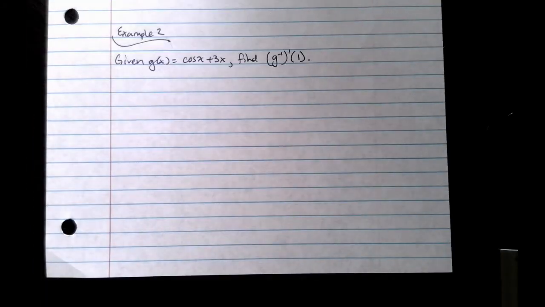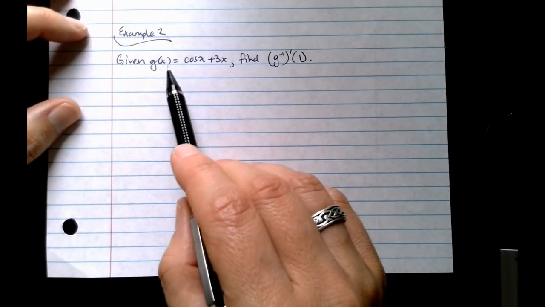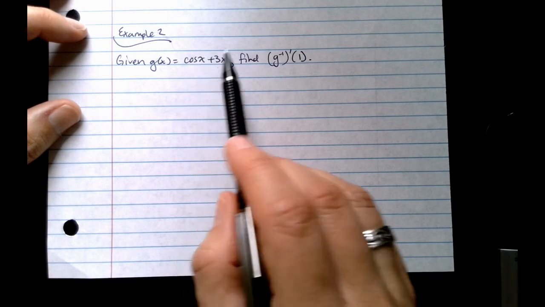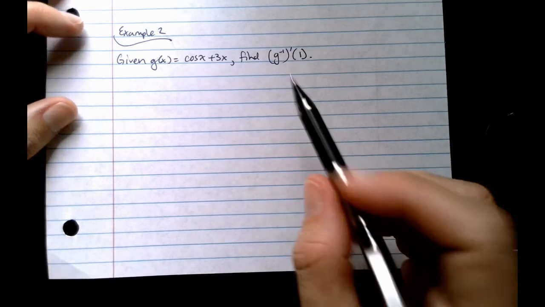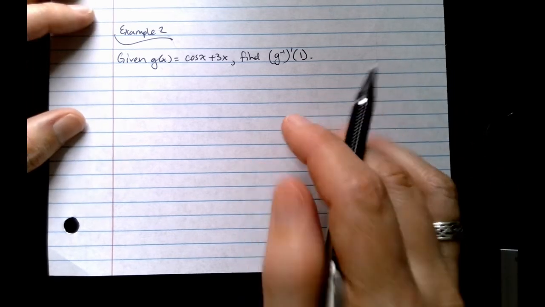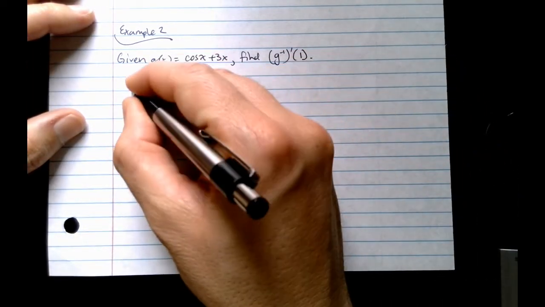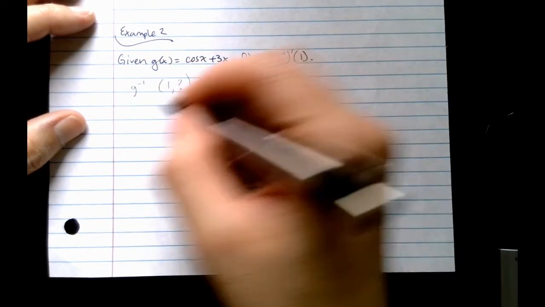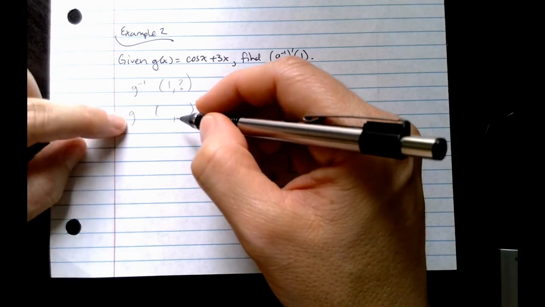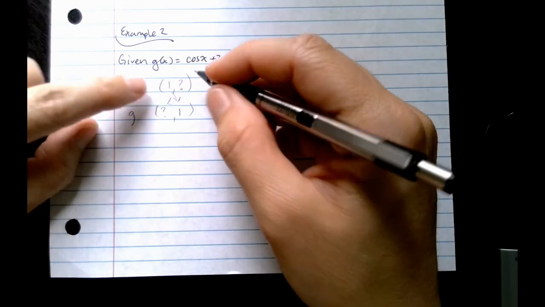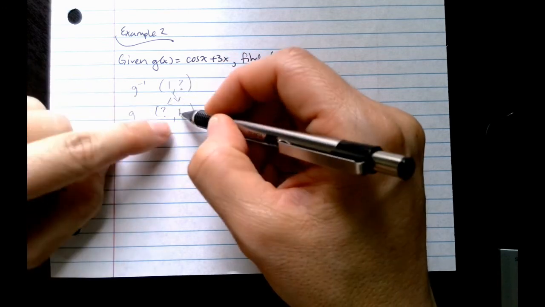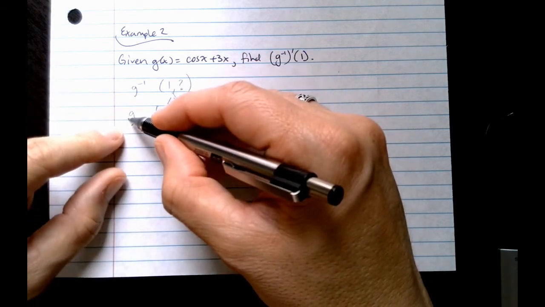Let's look at another example. This time, given g of x equals cosine of x plus 3x, find the derivative of the inverse of g evaluated at 1. Just like in the previous example, the first thing I want to do is try to make sense of the problem. The input of 1 on the inverse represents the output of 1 on g.